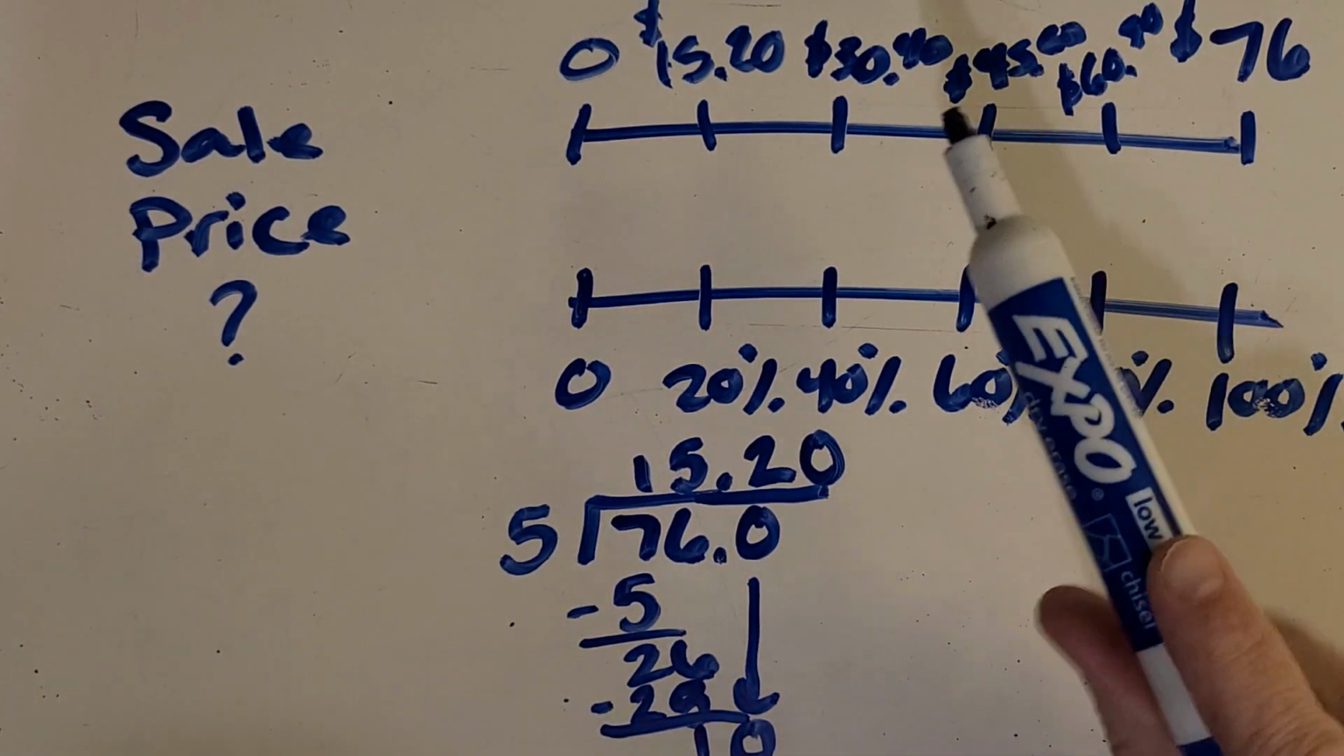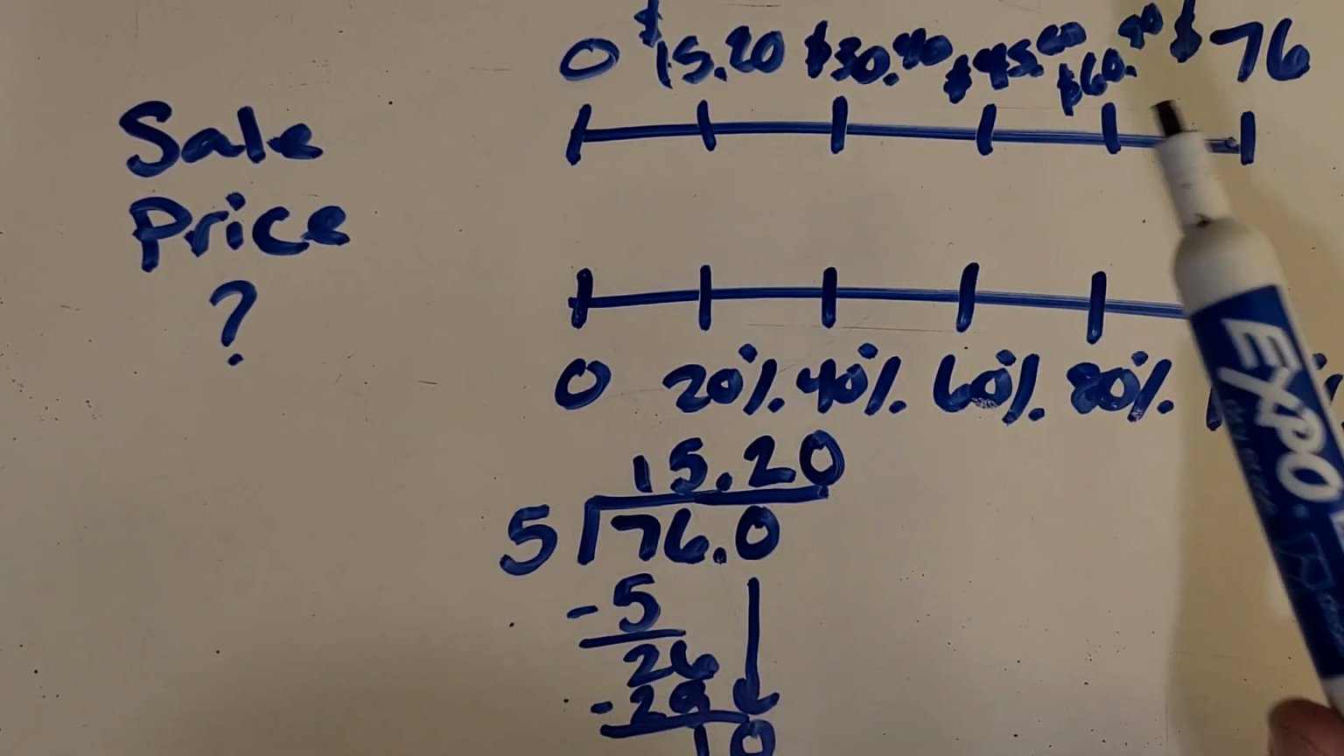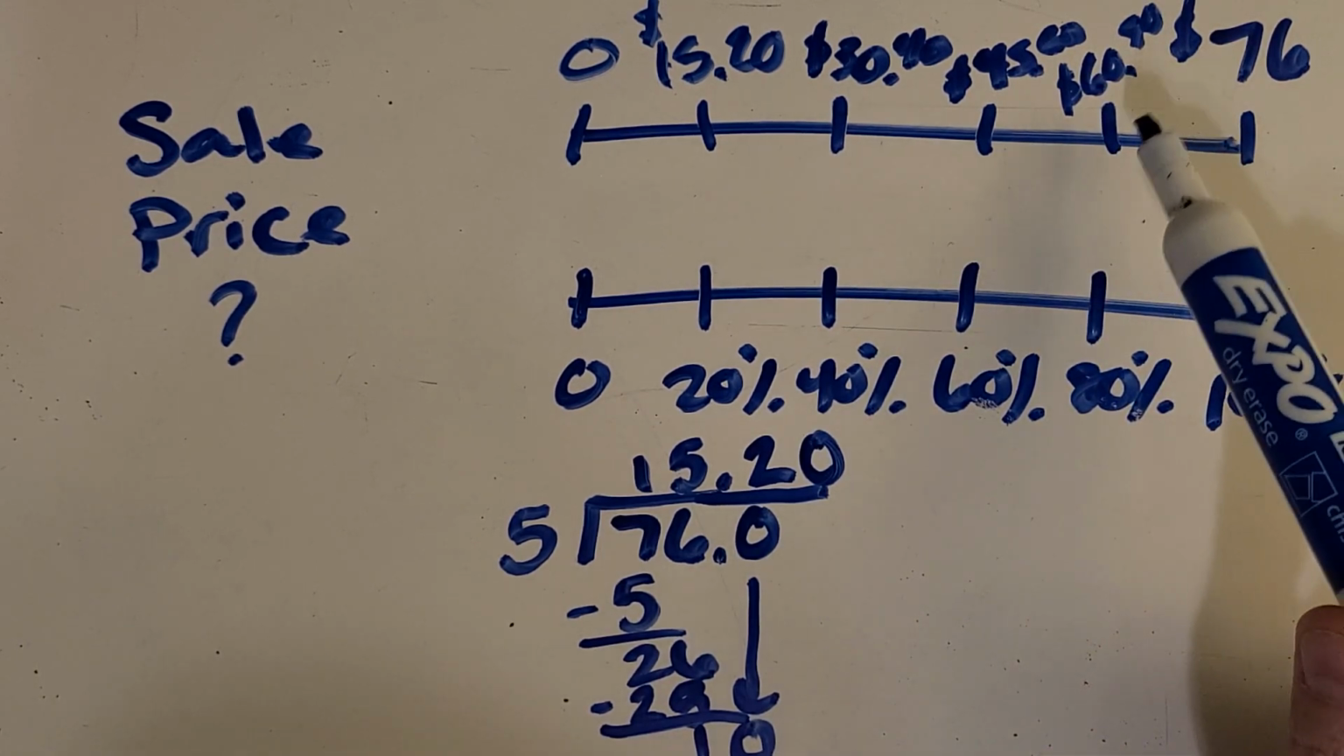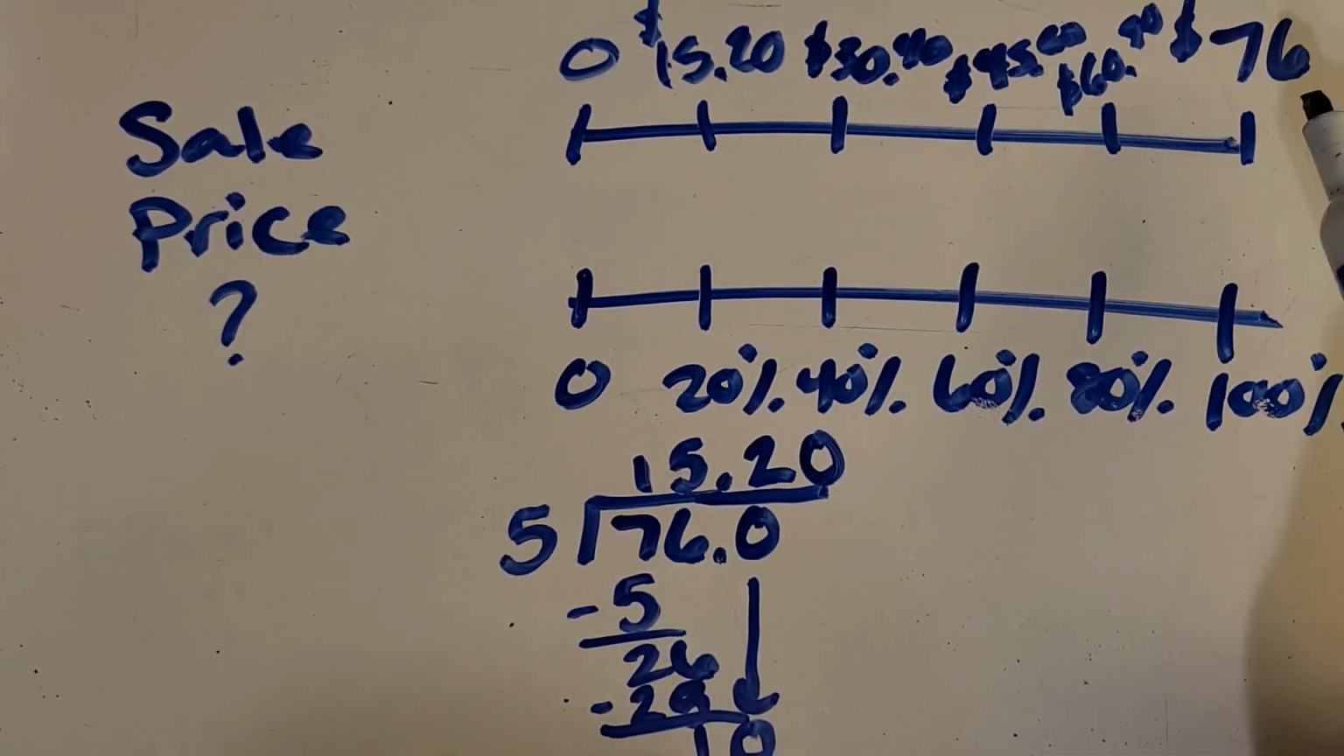Okay, so I got $30.40, $45.60, $60.80, and then finally $76.